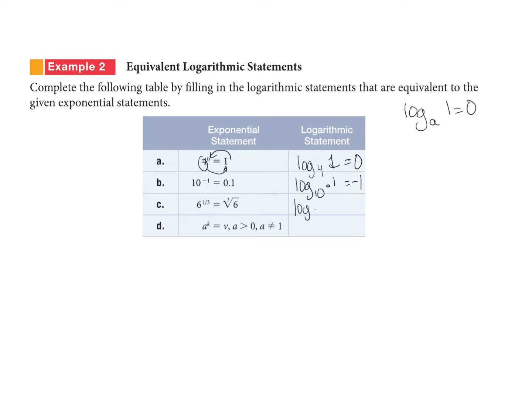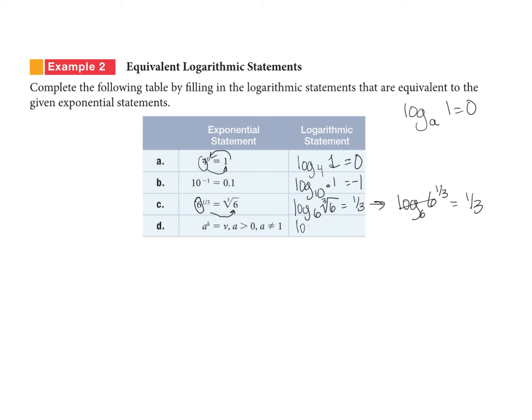Log base 6, here's our base, of this equals 1/3. Now here's a fun fact over here. If I write log base 6 of 6 to the 1/3 equals 1/3, which is true, I'm just rewriting this cube root as a 1/3 in its fractional exponential form. Then, notice how these cancel each other out, essentially? That's always true as well. That's one we'll learn in a minute.